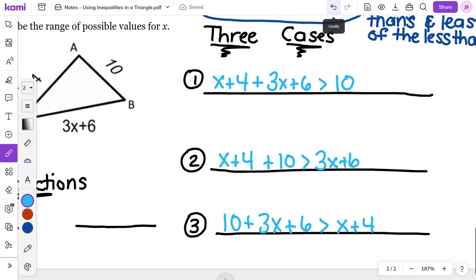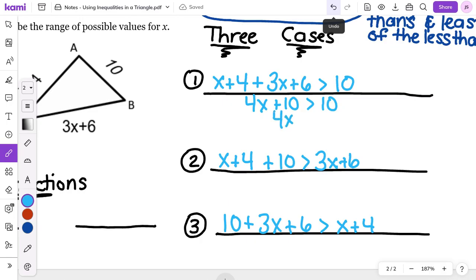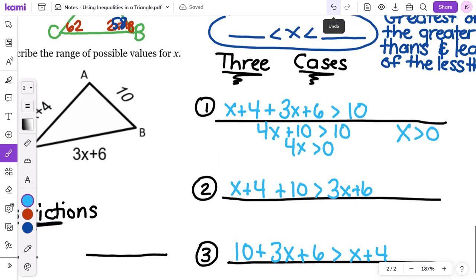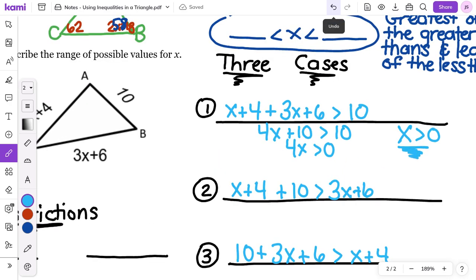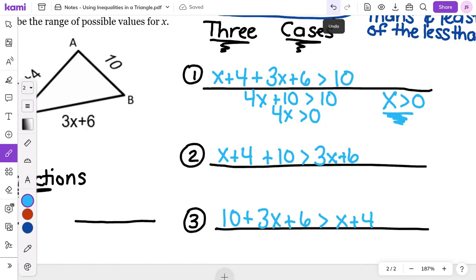Right? Again, we know how to solve an inequality. Let's combine some like terms for the first one. So 4x plus 10 is greater than 10. 4x is greater than 0. Right? That is okay. You can still solve that one. That's going to be x is greater than 0. So this is going to be one part that helps us get our answer. So we're going to save that one.